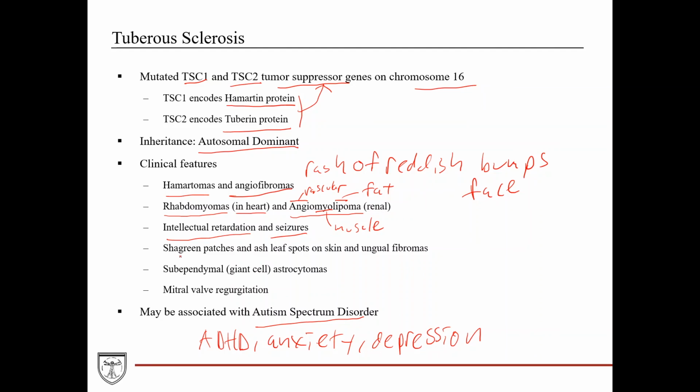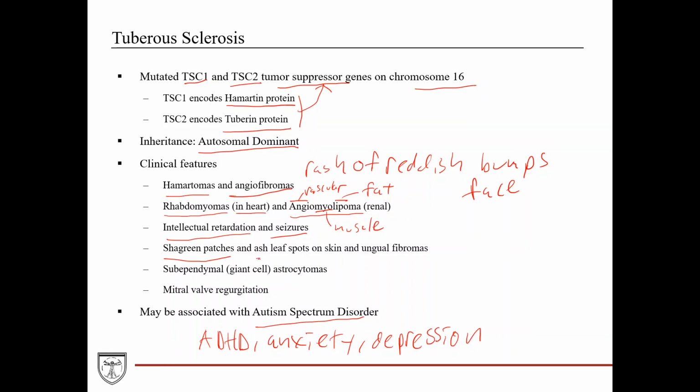And they have a lot of unique skin pathologies or skin lesions that you can see. And these are very commonly mentioned on exams. Sometimes you'll even see a picture of them on exams. So first, shagreen patches. Shagreen patches are areas of thick, leathery skin, and they're dimpled, kind of like an orange peel or a lemon peel.